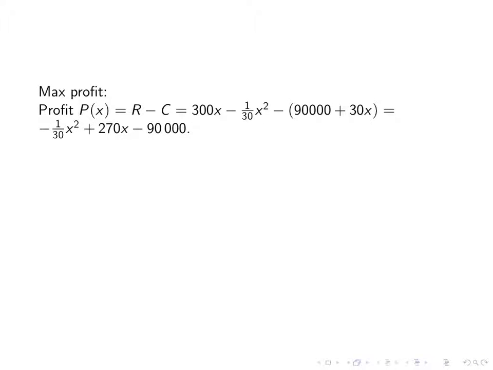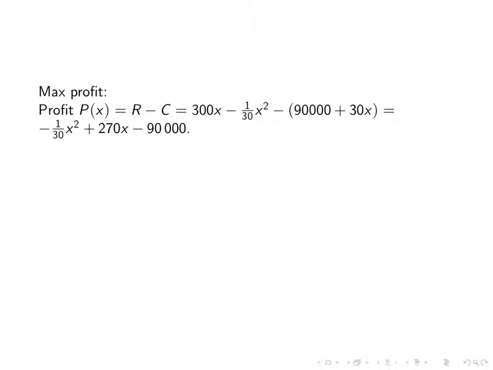Moving on to the second question of maximum profit, let's write down the profit function. So that's a quadratic. Remember, it's R minus C. That's the profit function. So 300x minus 1/30th x squared minus, in parentheses, 90,000 plus 30x. That was the cost function given before. So you just add up the terms and you get minus 1/30th x squared as the squared term, and then you get 300x minus 30x, make sure that you distribute the minus sign, and that's plus 270x minus 90,000.